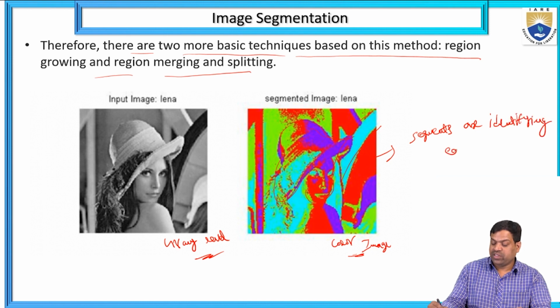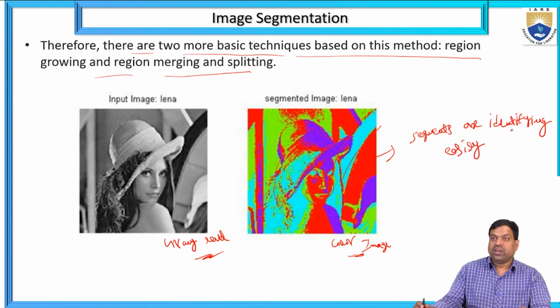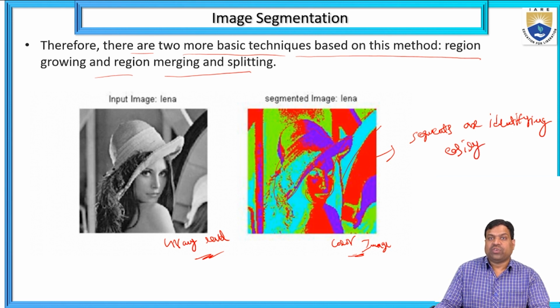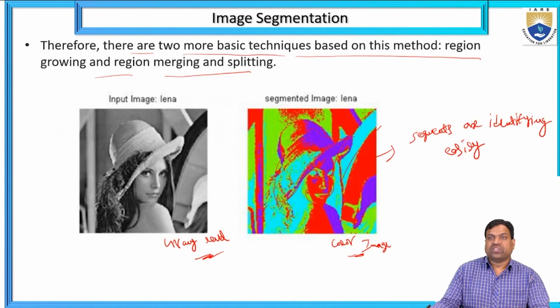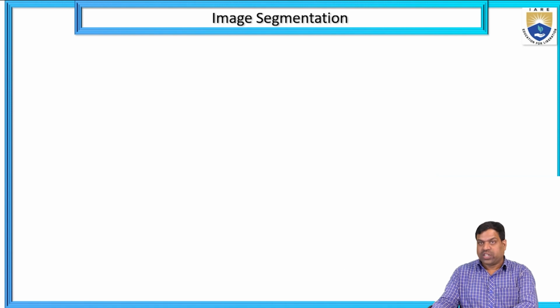Segments are identified easily. Here segments are identified easily. So that is a technique based on the method for region growing and region merging of filters. So these are the references for image segmentation.